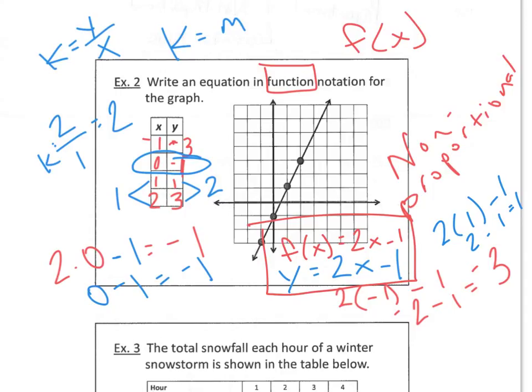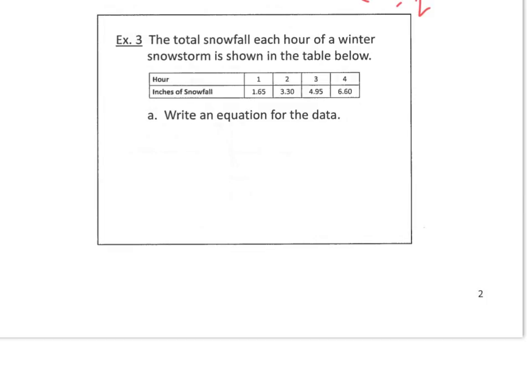All right, let's go to example number 3. Example 3 says, the total snowfall each hour of a winter snowstorm is shown in the table below. Write an equation for the data. So we don't need to do the function notation anymore, just the equation. This table is a little bit different. It's given to us horizontally rather than vertically.